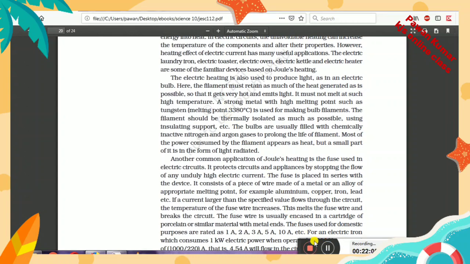After this, you see electric heating is also used to produce light, like in electric bulb. Okay, you see in the filament, means the very fine wire which is present inside the glass part of bulb, that is known as filament. The filament generates heat. Okay, it gets very hot and emits light. Now there are different types of alloys.